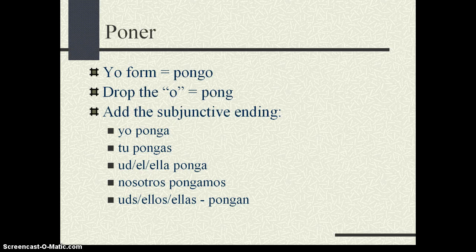Okay, now we have an example of an ER verb, and this also happens to be an irregular yo verb, and this is where it's important to remember to always start with the yo form. So the yo form of poner is pongo. Go through and drop the O, so your stem becomes P-O-N-G. Then you go and add your ER subjunctive endings. In this case, the opposite vowel would be A, so the yo form is ponga. Yo ponga, tú pongas, usted, él, ella ponga, nosotros pongamos, ustedes, ellos, and ellas pongan.